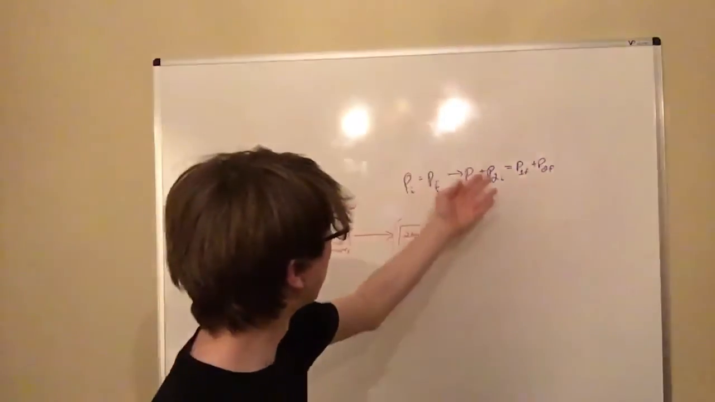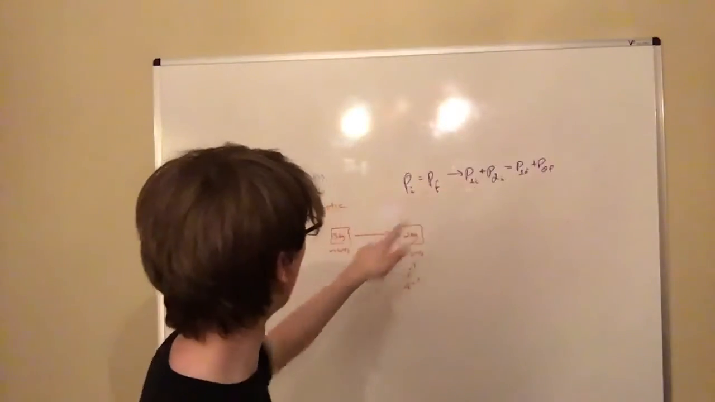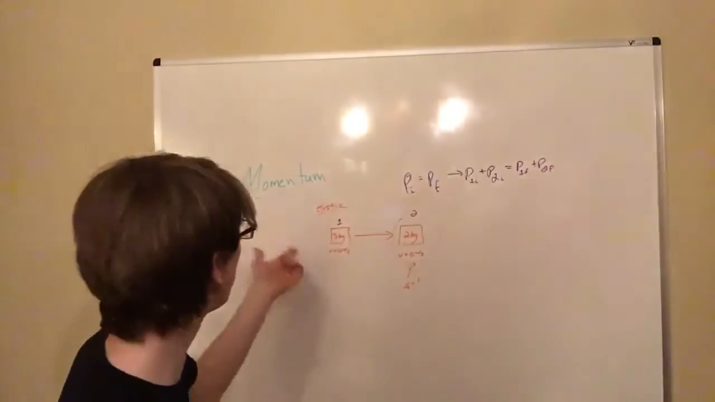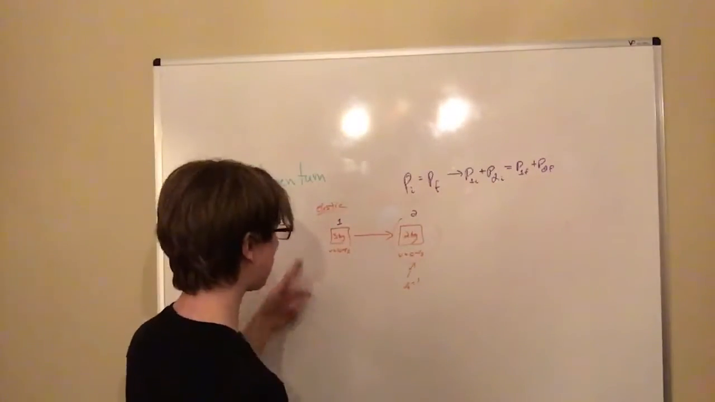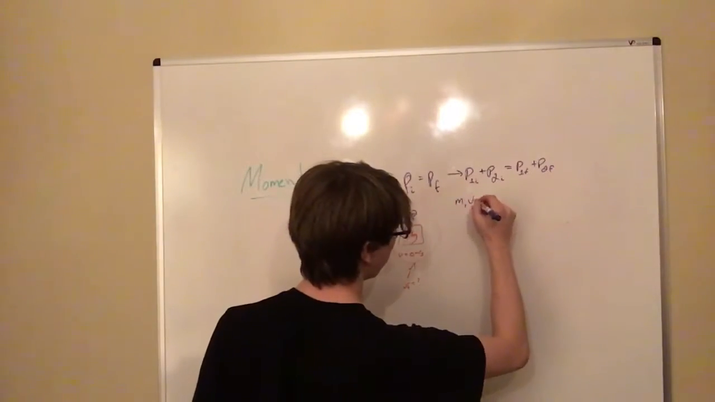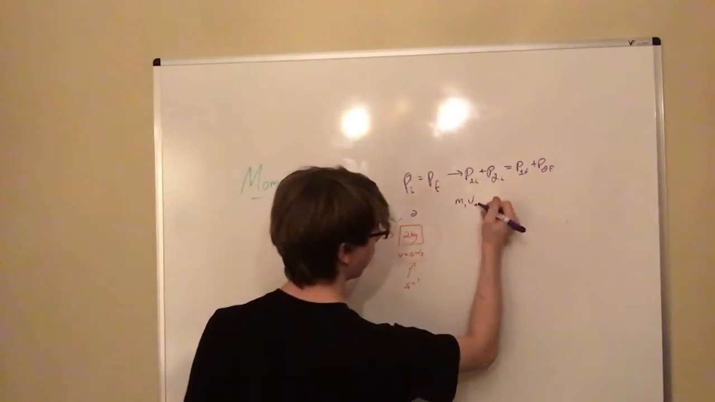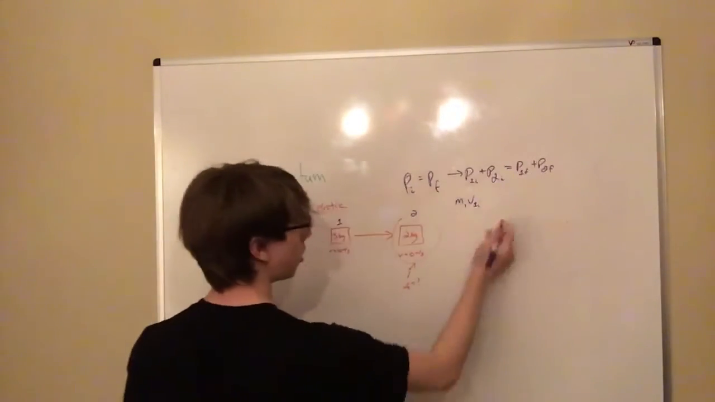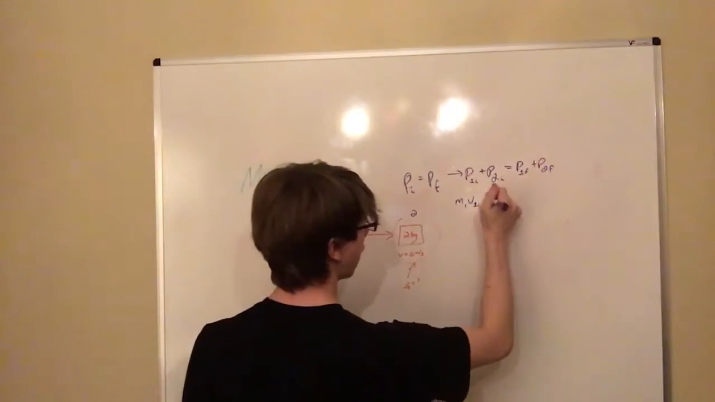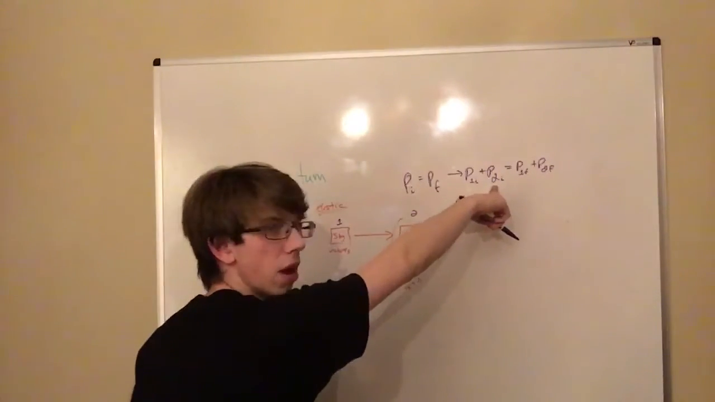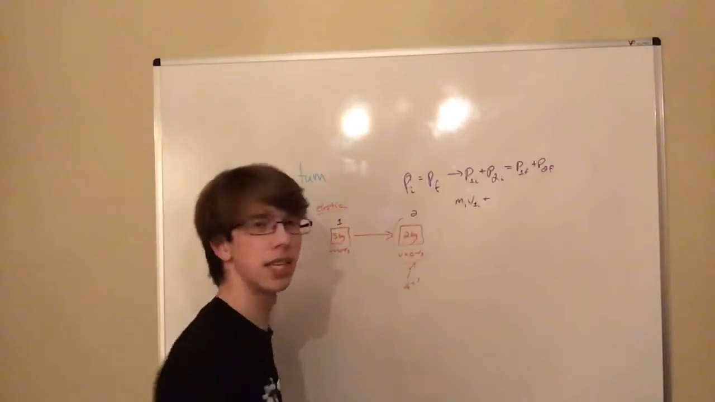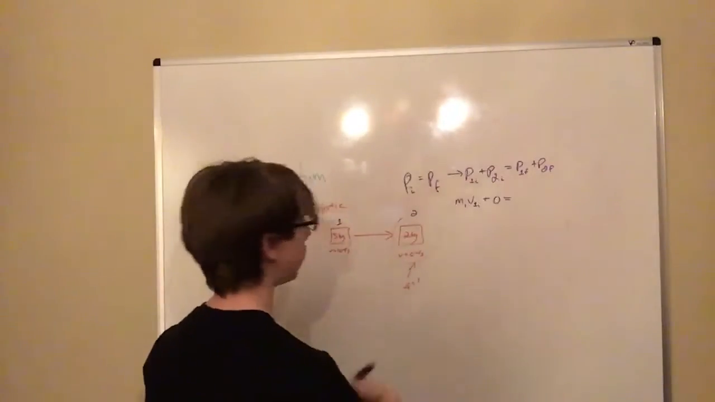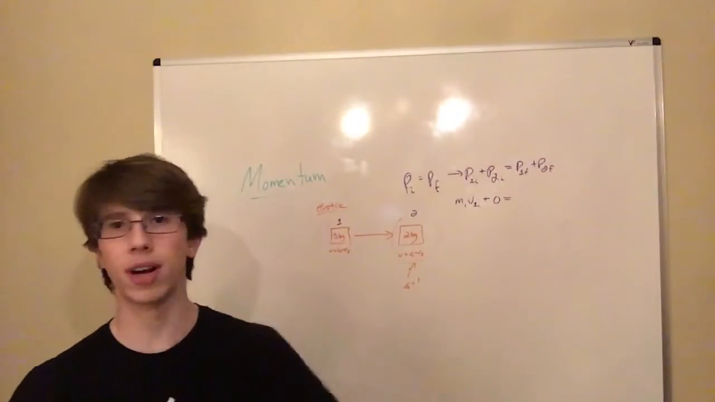The initial momentum of the first body, we'll say this is 1, and we'll say that this is 2. The initial momentum of the first body is just its mass times its velocity. So it's just m1 v1 initial, plus m2 v2 initial. The mass is 2, but its initial velocity is 0. So it's just 0, and that is equal to P1 final, which we don't know. We don't know what its final speed is.